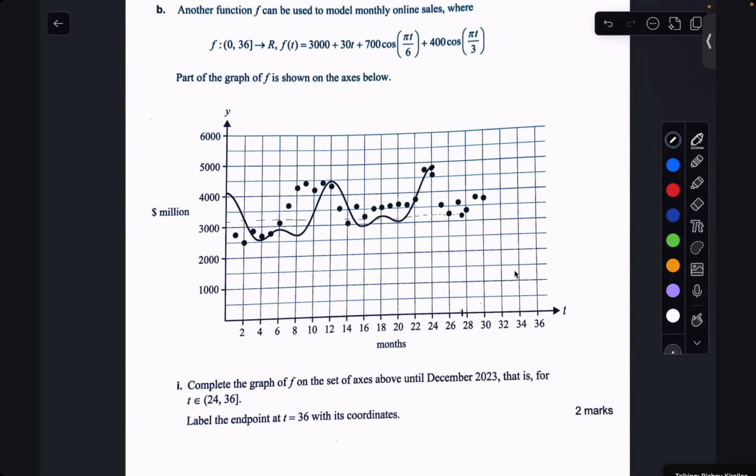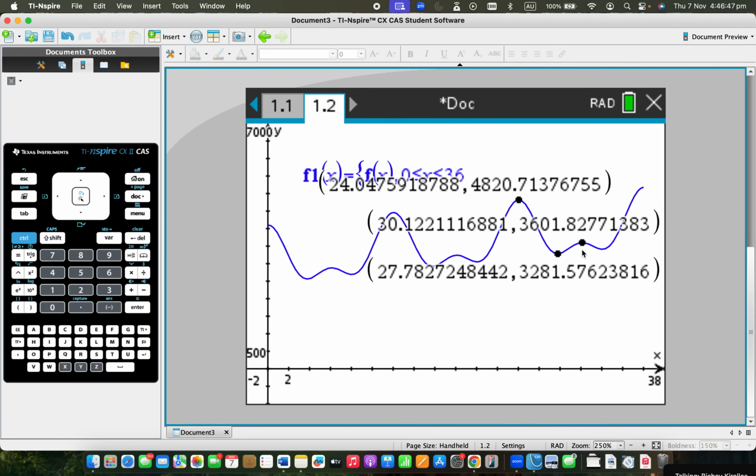And then you go up to 30, at 30 you go up to 3601, which is about here. So you've got this, then that's actually the maximum. So I'll just draw it a little bit higher because my drawing's a little bit off. And then you go down again.